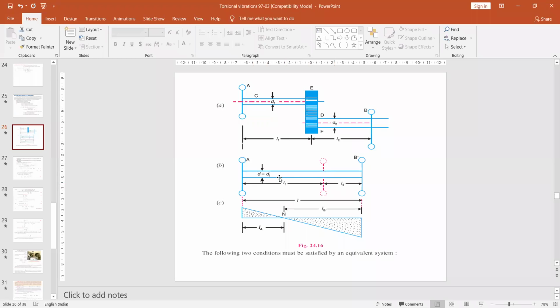For getting the equivalent shaft, small d equals d1. Now when we consider the equivalent shaft, A is there at one end and B is there at the other end. So in this, L1 and L2. Here L1 is the same, and L3 is there. L3 is how much? That is very important.